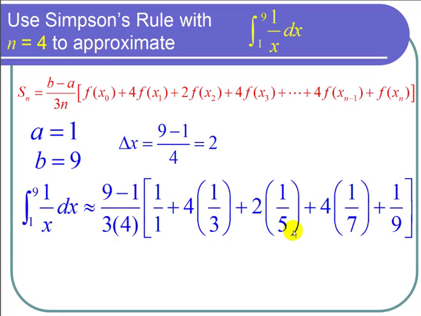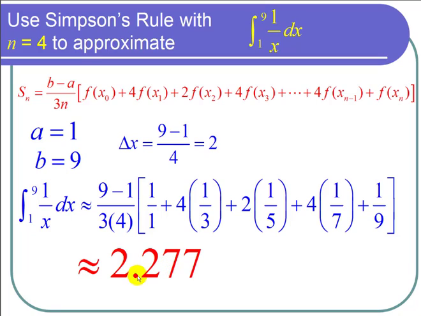So I used a calculator, and I approximated this to be about 2.277. And that's a Simpson's rule approximation with n equals 4 of the integral from 1 to 9 of 1 over x dx. And just a note, if you use a calculator, you'll find out that the actual integral up to 10 decimal places is 2.197224577, which is pretty close to our estimated one, 2.2 at least. We got 1 decimal place of accuracy. And I'm done with the problem.